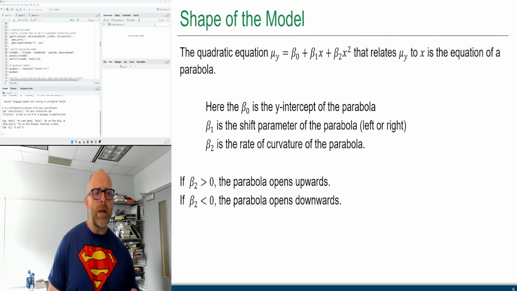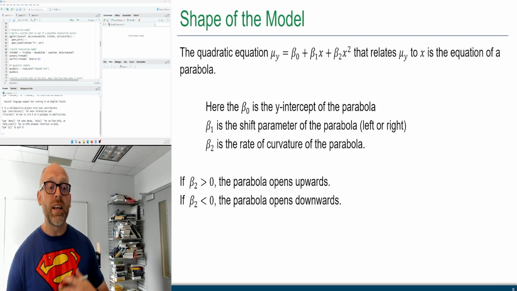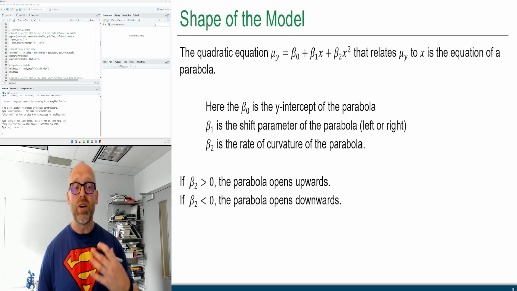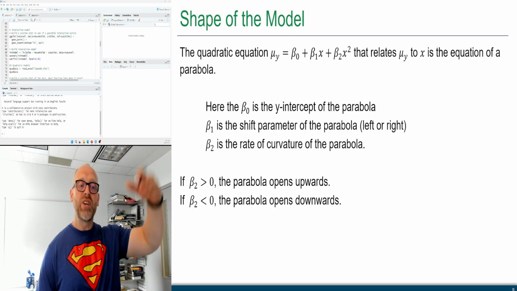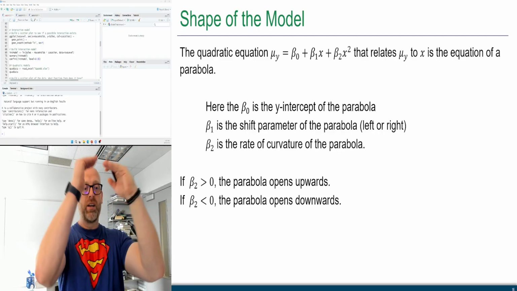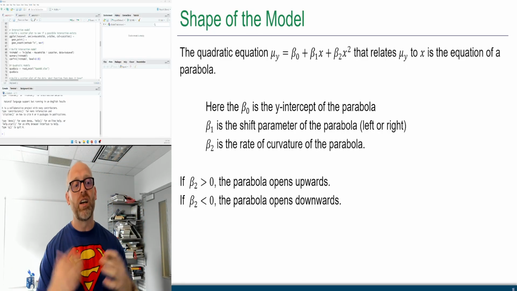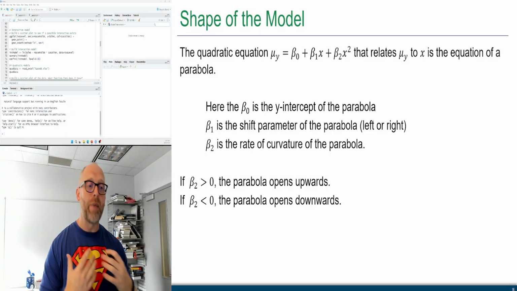All right, so the shape of the model, this is going to be a quadratic. If we remember quadratic, we have that U-shaped look to it. It can either be a U-shape going upwards, or it could be going downwards. And this is all going to depend on the signs of our betas.